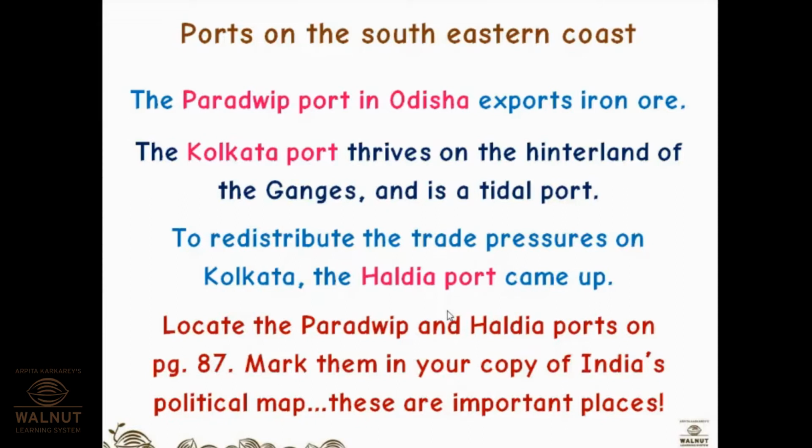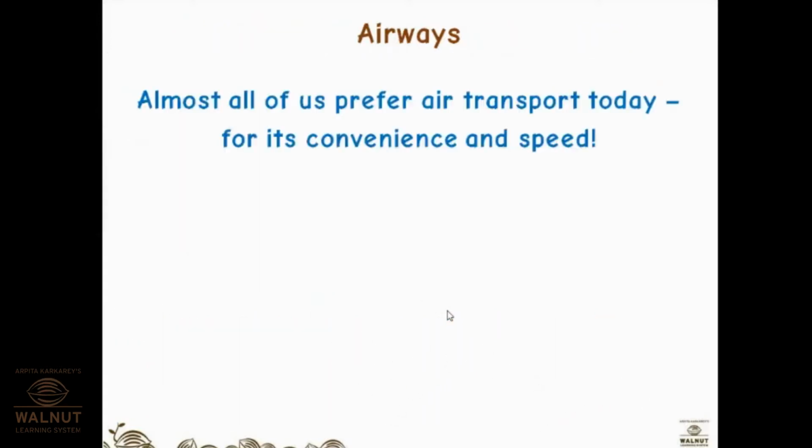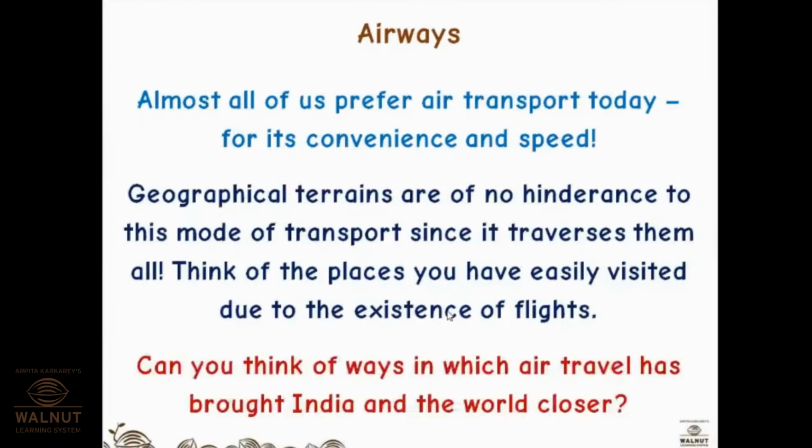So to redistribute the trade pressures on Kolkata, the Haldia port came up. Okay, so who shared the pressure of Mumbai, who shared it on the east side, who on the west side? Remember that. Okay, now we'll go with the airways.